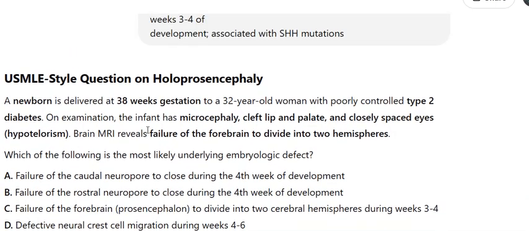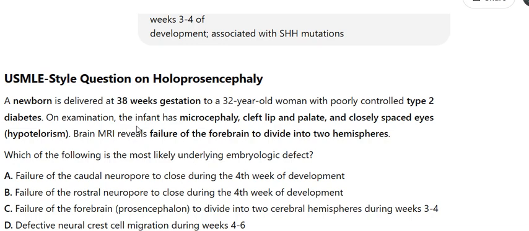USMLE-style question on holoprosencephaly. A newborn is delivered at 38 weeks gestation to a 32-year-old woman with poorly controlled type 2 diabetes. On examination, the infant has microcephaly, cleft lip and palate, and closely spaced eyes, hypotelorism. Brain MRI reveals failure of the forebrain to divide into two hemispheres. Which of the following is the most likely underlying embryologic defect?